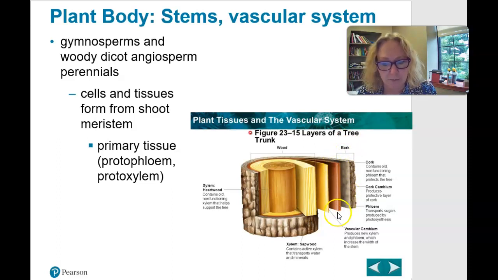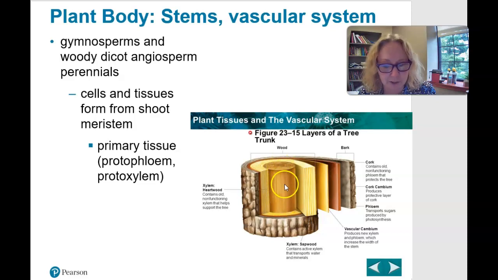On the other side of the phloem is the newest xylem, which is also new phloem, and it's increasing the wood of the stem. So this is just what's going to increase the width. And then you have active xylem that transports water. So all of this is going to be your active xylem. And then the inside is going to be heartwood. Basically, it's old non-functioning xylem that supports the tree.